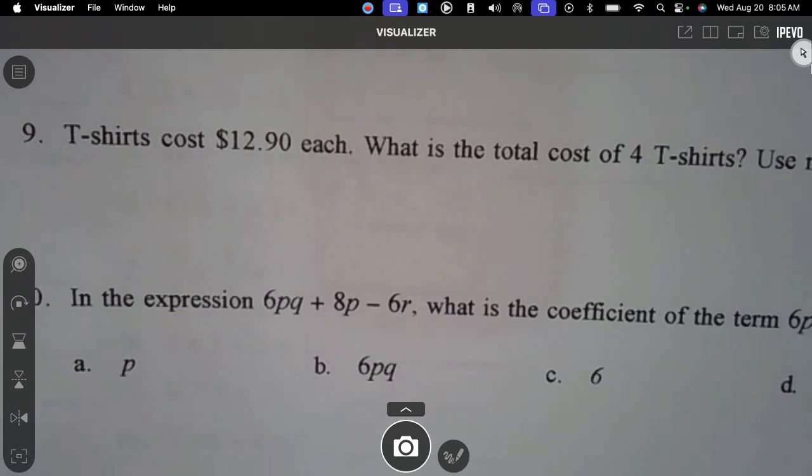T-shirts are $12.90 each. What's the cost of 4? How do you find that? Multiply. Okay, so you would just do $12.90 times 4. $51.66. There you go. I'm just assuming you're right. So you probably did it on this calculator. Does everybody understand how to do that? You just multiply. This is the last one.